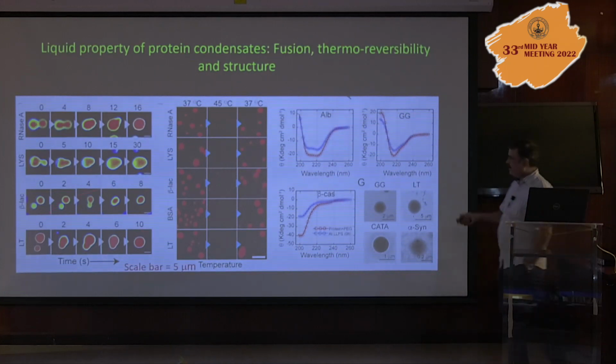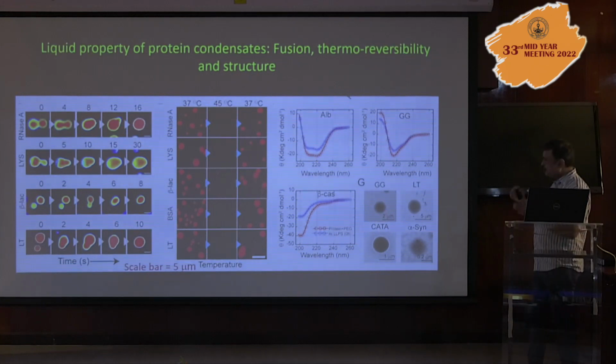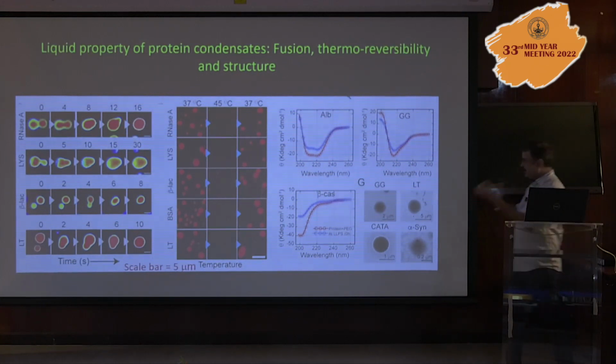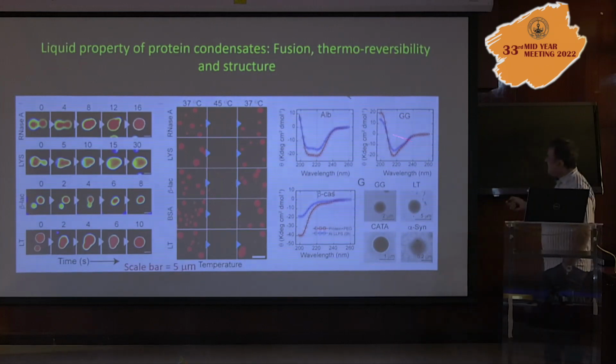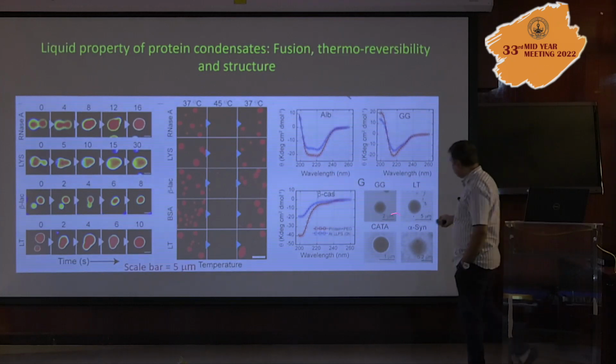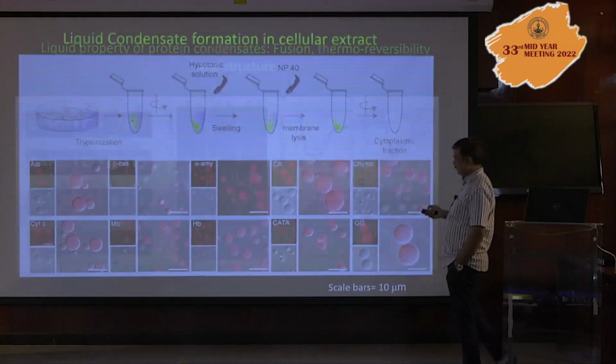And we have observed that for all the proteins, whatever droplets we observe, when they touch each other they actually fuse and make a larger droplet. They are mostly reversible, and they keep their secondary structure intact by circular dichroism, and this electron microscopy suggests they are undergoing phase separation.